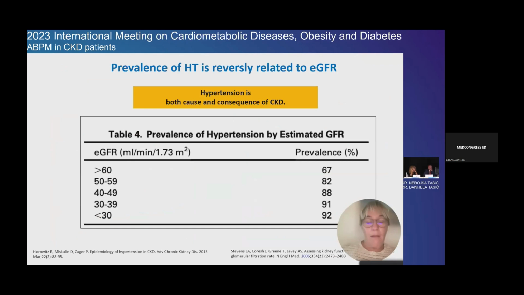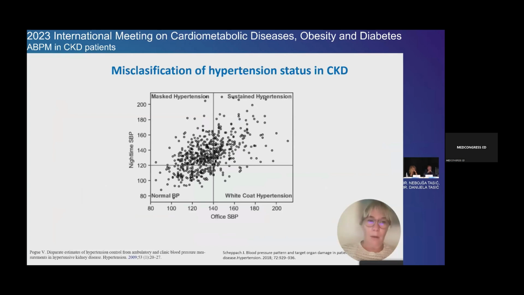So the prevalence of hypertension is very high in chronic kidney disease. It is inversely related to estimated GFR, and we can say that hypertension is both a cause and a consequence of chronic kidney disease. The problem of hypertension in chronic kidney disease is misclassification of hypertension status in CKD patients.